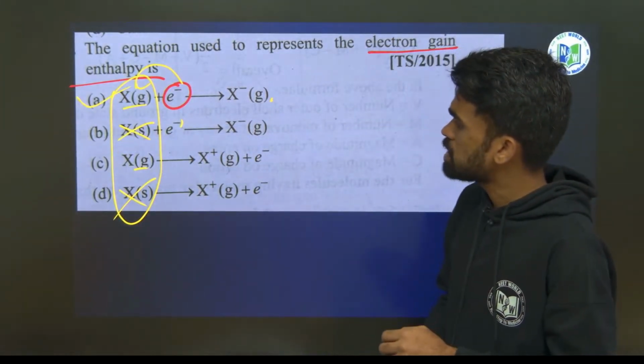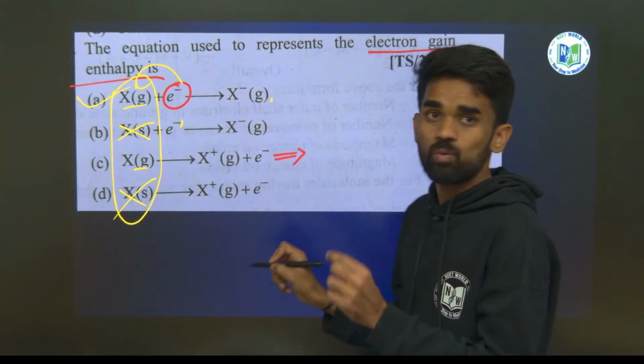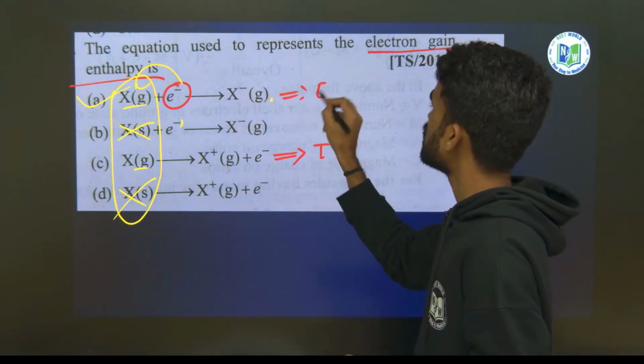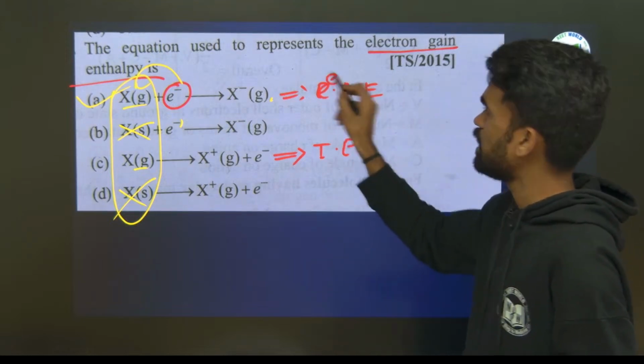Whereas what happens in option number 3? This is an indication for what? Ionization energy. This is for ionization energy, this is for electron gain enthalpy. Remember these things. Hope this is clear, right?